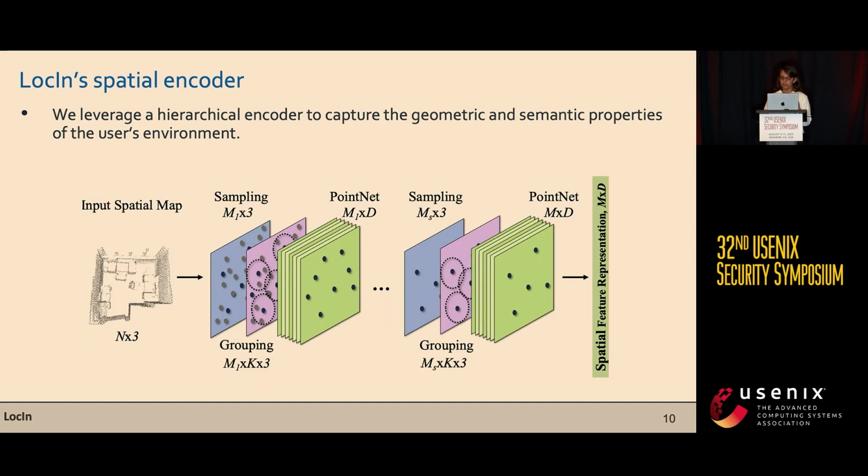Now, let's dive into a little bit more detail of LocIn's architecture. To learn the spatial feature representation of a user's environment, instead of relying on handcrafted geometric and semantic features, we leverage a deep neural network architecture for learning point-wise features. While LocIn's approach is not limited to a specific network, we extend a PointNet++ based encoder, which extracts hierarchical features from the spatial map that preserve spatial localities in the spatial map at different contextual scales. This allows us to capture spatial features even with varying map sizes and viewing angles.